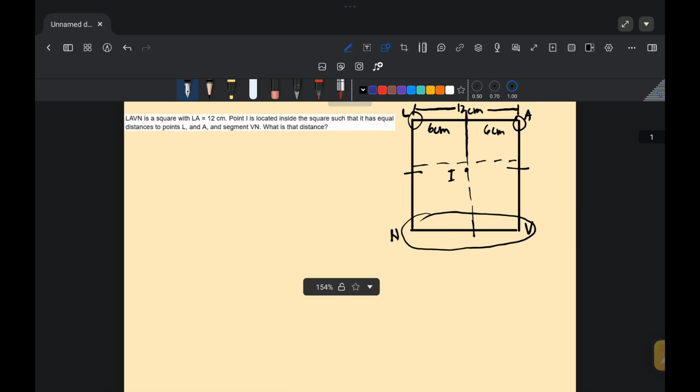To solve this problem, let us simplify it where these two conditions meet. Point I must satisfy both conditions at the same time. So it lies on a vertical center line, the perpendicular bisector of segment LA, and it lies on a horizontal line above VN, so this one. That means we can conclude that I is somewhere directly above the midpoint of VN. So here.